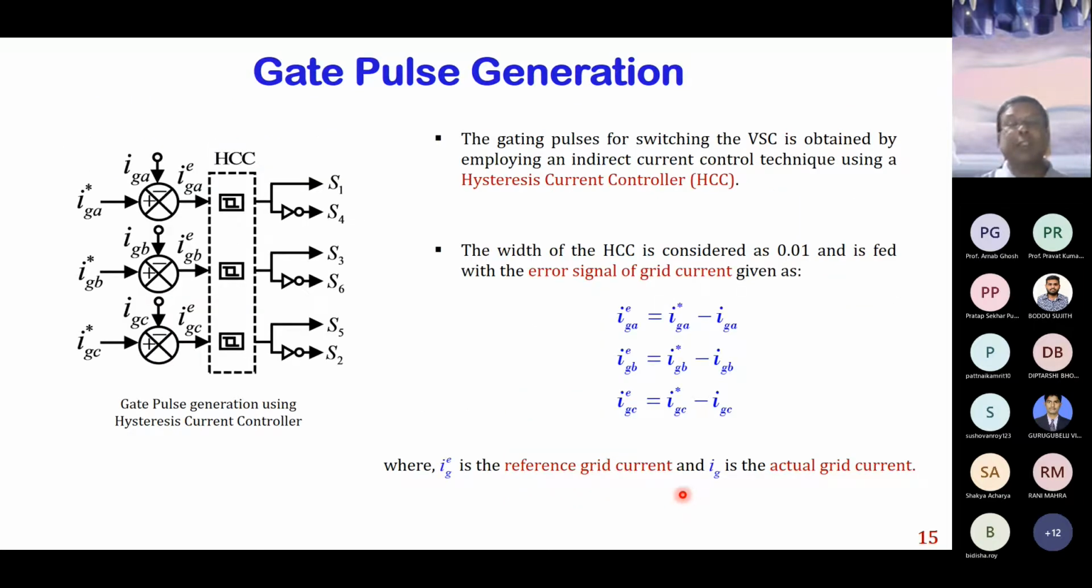Then we want to generate the gate pulses for the VSC, the voltage source converter, so that we know the reference grid current and these are the measured grid currents. And then we get the error signal. This is the hysteresis current controller, by which we generate the gating pulses. The width of the hysteresis band is considered as 0.01 and it is fed with the error signal of the grid current. The error signal is the reference minus the actual, where IG star is the reference grid current and IG is the actual grid current.